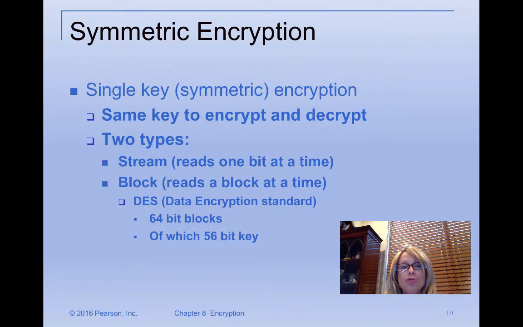Symmetric encryption has two types. It's the same key to encrypt and decrypt, but it can read either one bit at a time, which is called stream encryption, or it could block read, which is called block ciphering, where it reads a block at a time. So stream ciphering and block ciphering. One of the first standards that came up was something called Data Encryption Standard, DES, which looked at 64-bit blocks, of which 56 bits were the message and the key, the message that was changed by the key, and then the first 8 were things that had to deal with the actual key itself.